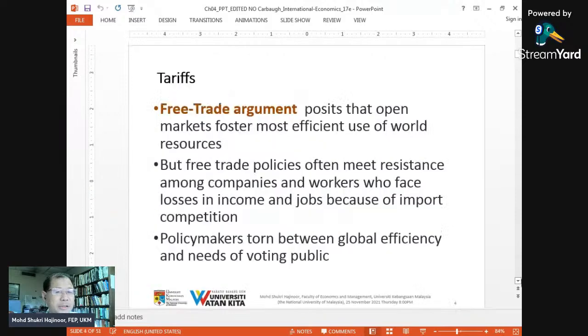So let's go. Okay, tariff. Free trade agreement. Always remember, free trade is good. All countries that are engaged in trade will benefit, and by extension, the world will benefit from free trade. However, free trade policies often meet resistance among companies and workers who face losses in income and jobs because of import competition. Policymakers are torn between global efficiency and the need to get votes.